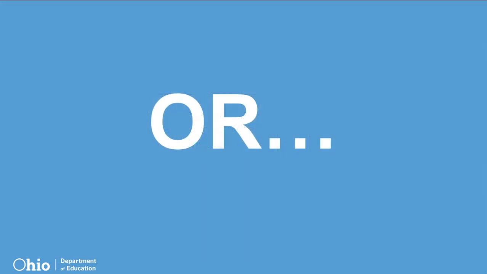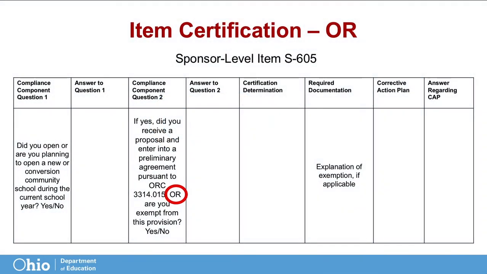Let's discuss something else you will see within some compliance component questions on the worksheets, uppercase "OR." We talked about compound questions where the answers to both parts of the component question must be yes to be compliant. Now we will look at an example where there are different situations within a component question that determine compliance. Using item S605 as an example, you will see 2 questions with the capitalized "OR" in the second compliance component question.